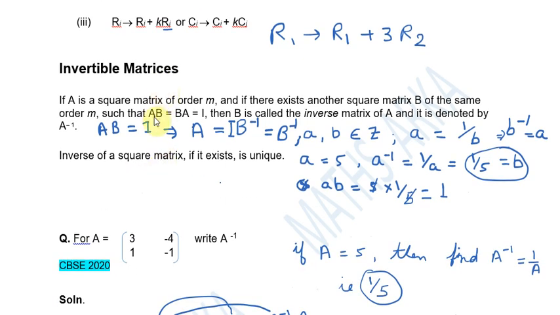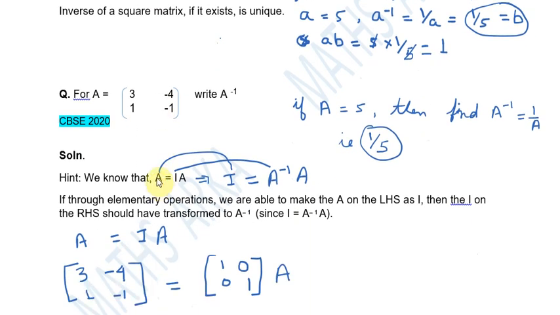So invertible matrix: when we have one matrix A and another matrix B, and if we multiply these two and we get the identity matrix, then A is the inverse of B, and similarly B is the inverse of A. We can say anything, that doesn't matter. Okay, now we did one example. A is given and we needed to find A inverse through elementary operations.